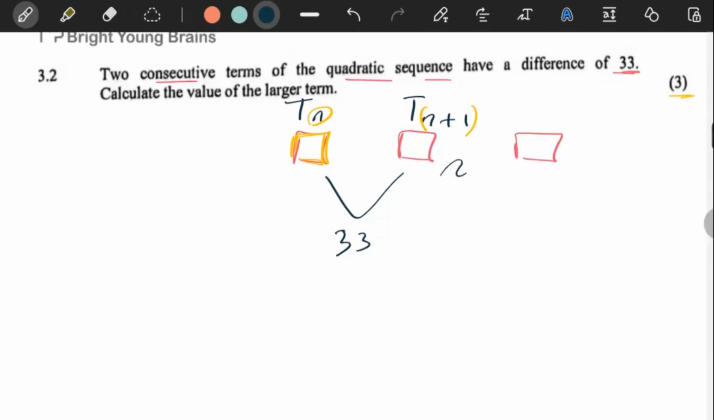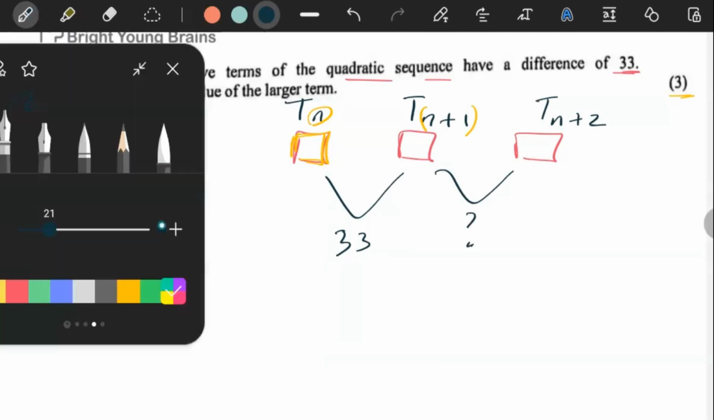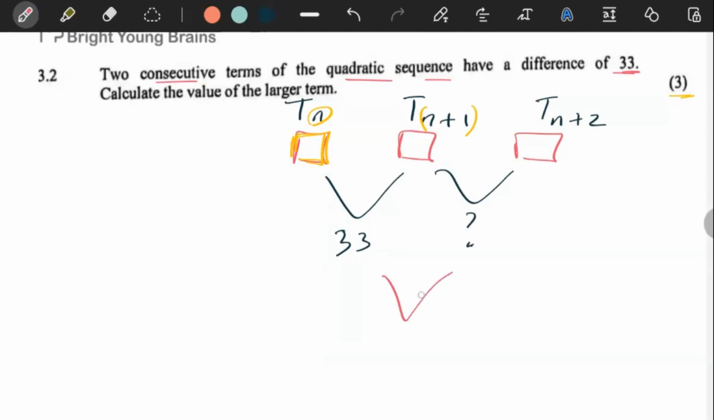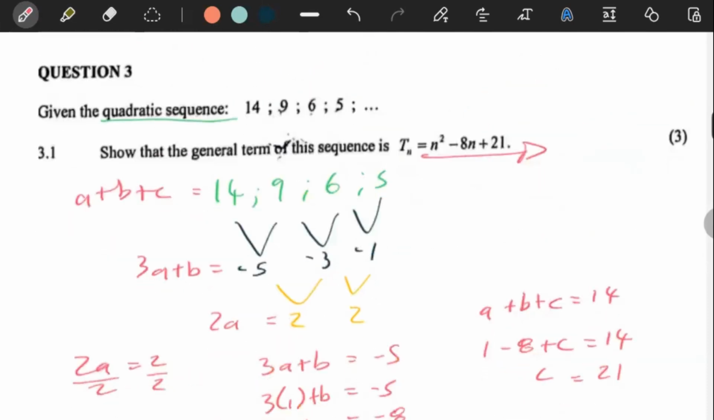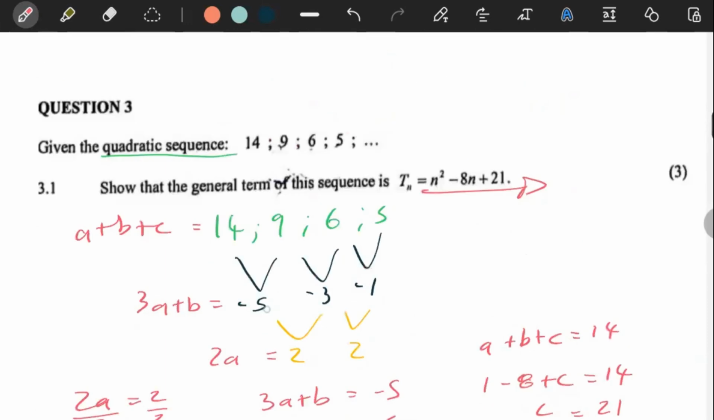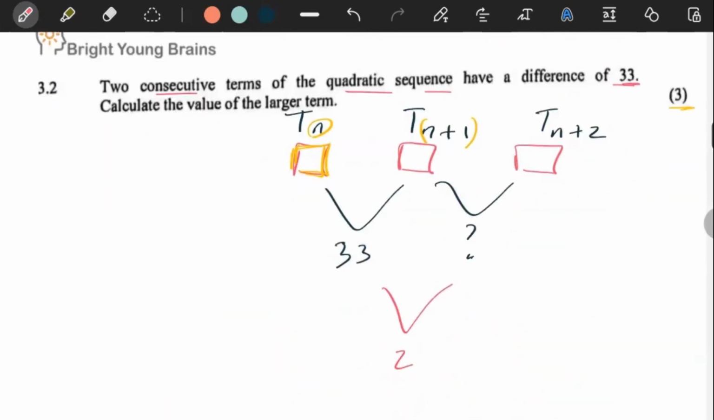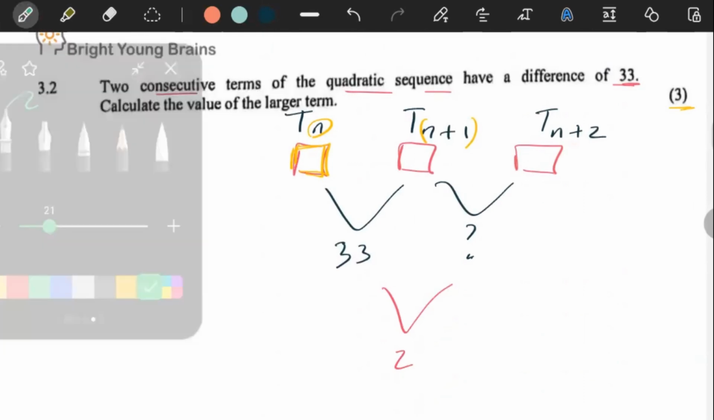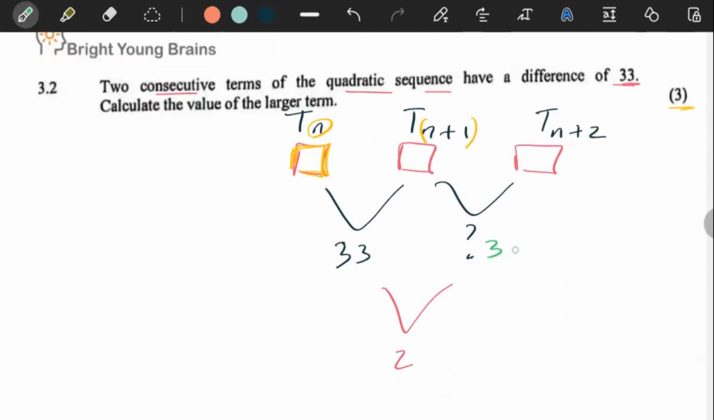What we know is this would be Tn plus 2. We don't know what this number would be, but what we know is that the common difference is a 2. And judging from our sequence of first differences here, right, these numbers were getting bigger and bigger. So it means from one number to the other, we were adding a 2, you see? So from 33 to the next number here, would have added a 2, so this would be 35.